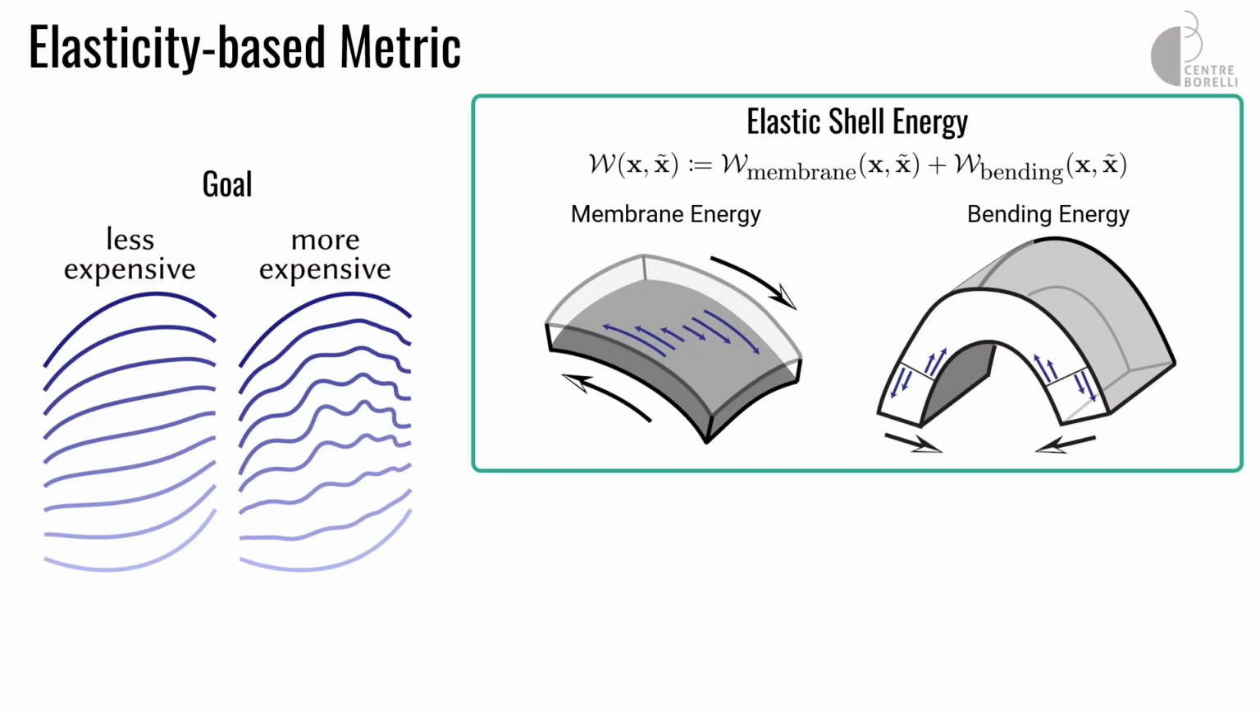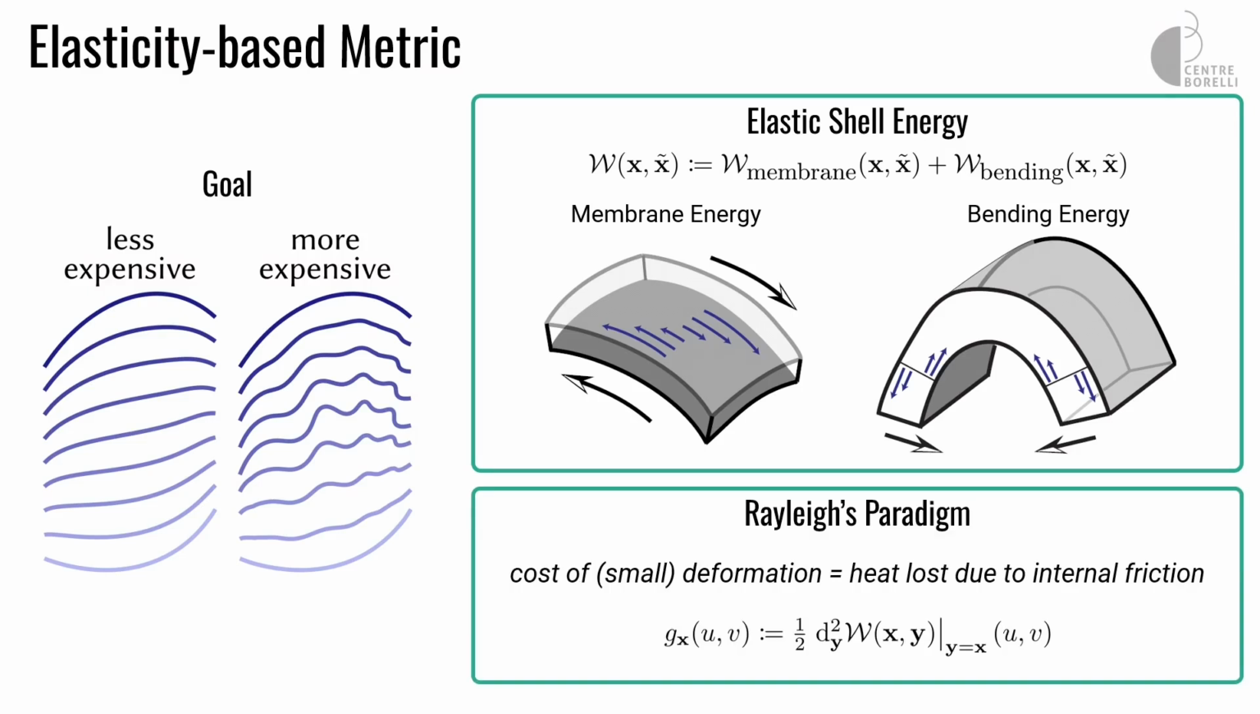And I'm not going to go into detail on how these two energies look, but what you can think about is that the membrane energy basically measures the change of the first fundamental form of your surface, and the bending energy measures basically the change of the second fundamental form of the surface, or the relative shape operator. Yes, and okay, now we have this metric, and from this metric we want to go to this elastic shell energy, and from this shell energy we want to go to a Riemannian metric on shape space.